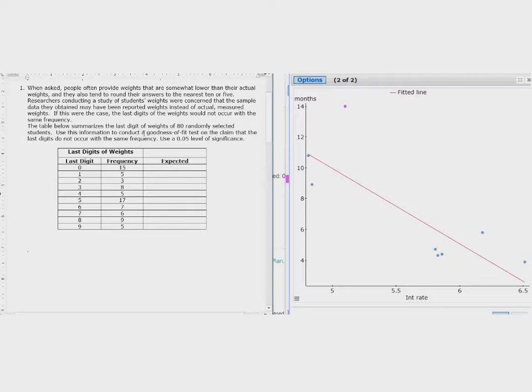If it does, then the weights were probably measured. If it doesn't, then they were probably reported, because most people, if they tell you their weight, they're going to round it to the nearest 0 or 5. Okay, so what we're looking for in this one is whether the last digits occur with the same frequency. Another way they might talk about this is whether they're uniformly distributed. So same frequency is the same as saying uniformly distributed.